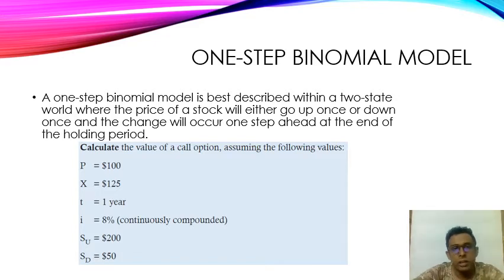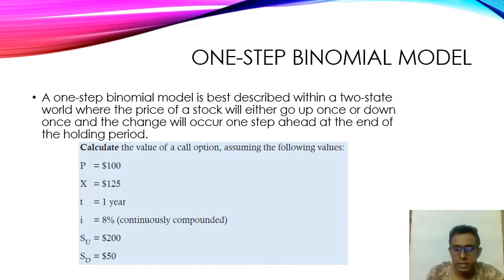Calculate the value of a call option assuming the following. Stock price is 100 today, strike price is 125, time T1 is 1 year, interest rate is 8%, upstate value of stock is 200 and downstate value of stock is 50. Based on this information, we need to calculate the value of the call.